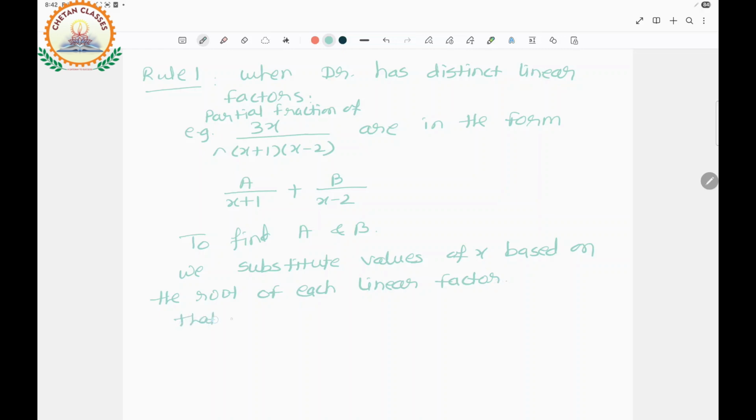That x plus 1 is equal to 0. So we get here x is equal to minus 1, and x minus 2 is equal to 0. So we get x is equal to 2. Okay.